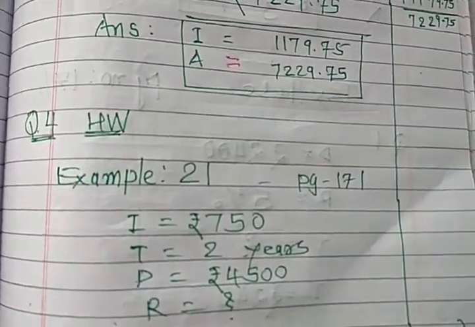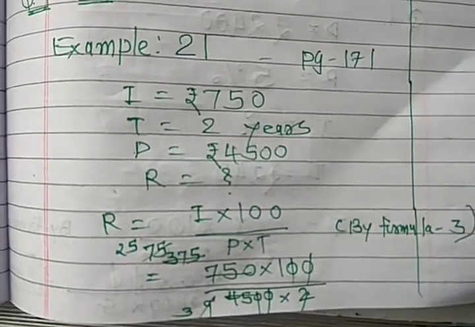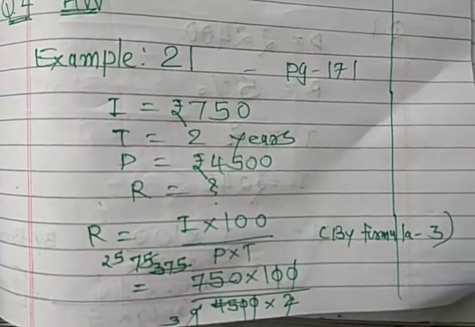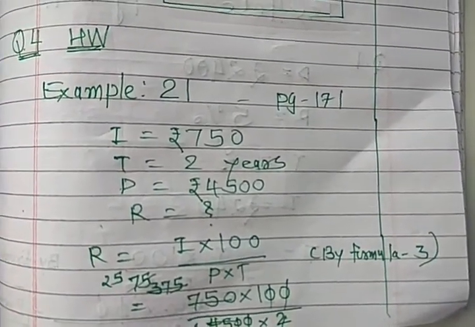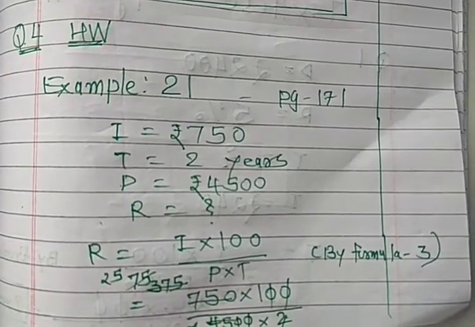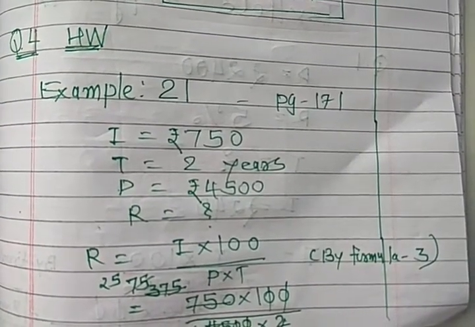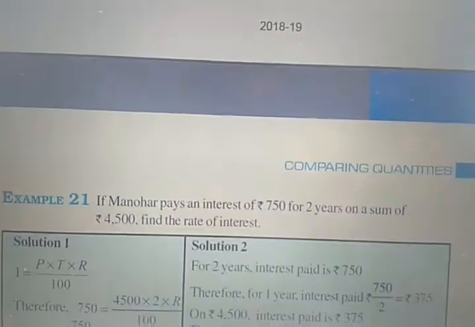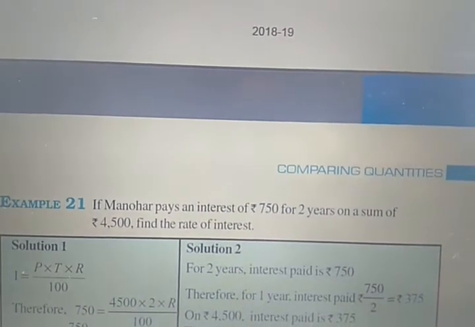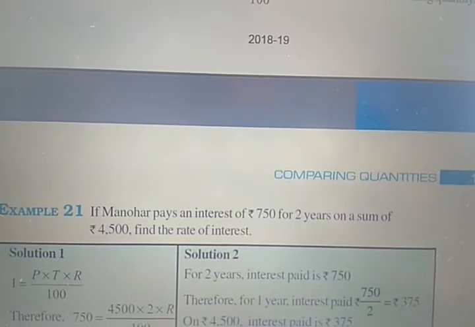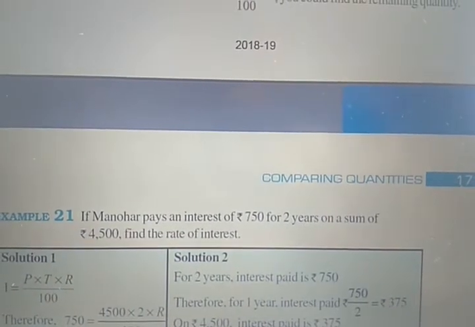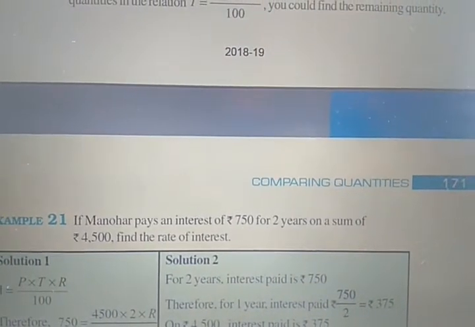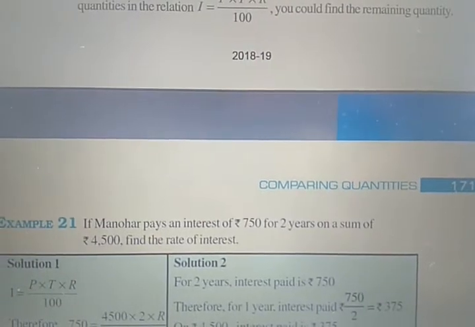Now question number 4, that is homework. Move to page number 171, where example number 21 is there. In that you have to find out rate of interest. First of all, move to example number 21 and read that example. If Manohar pays an interest of rupees 750, means I equal to 750 rupees, for 2 years, means T equal to 2 years, for the sum of 4500. Sum means principal amount, and you have to find out the rate of interest.